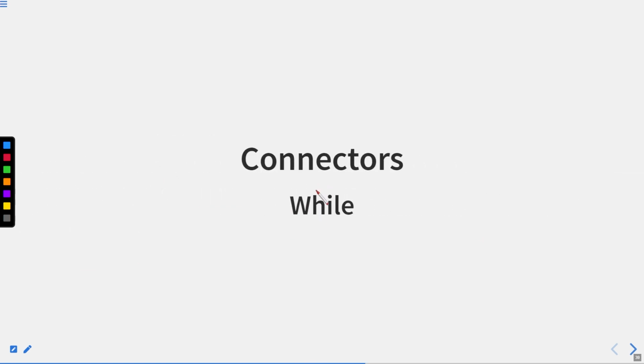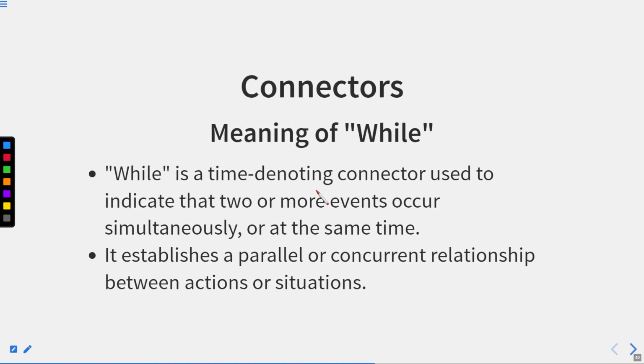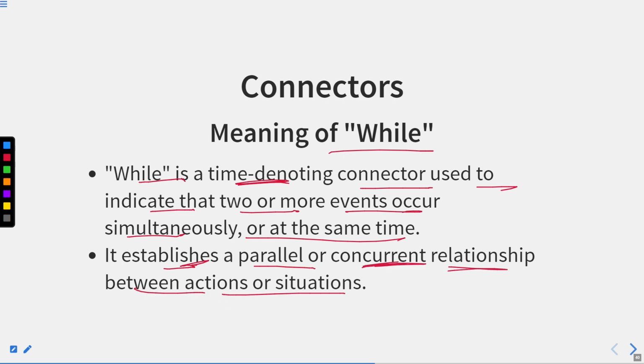Now we'll discuss another connector, and that is "while." Meaning of while. First of all, let us discuss the meaning of while. While is a time-denoting connector used to indicate that two or more events occur simultaneously, or at the same time. It establishes a parallel or concurrent relationship between actions or situations. In both when and while, we can see one main point: two actions occurring simultaneously.